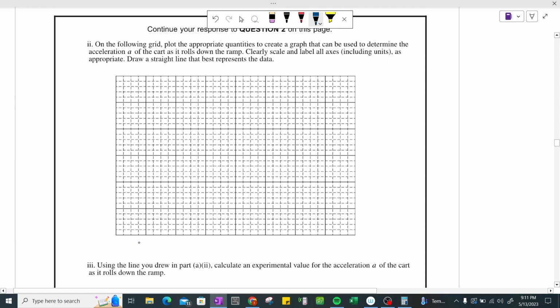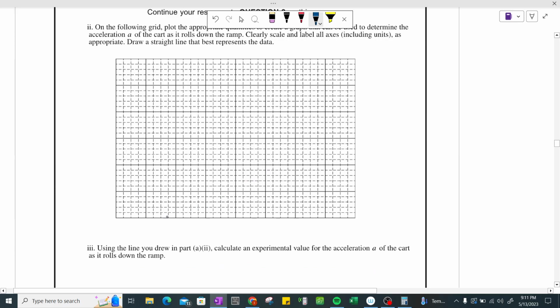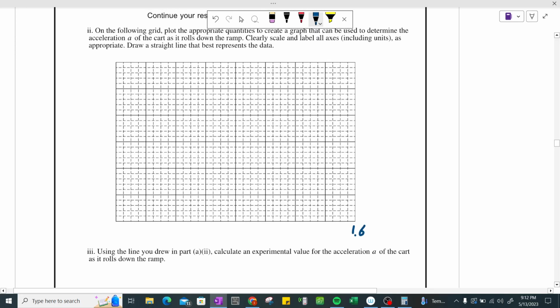So let's see, my biggest t squared value was 1.44. Usually I want us to fill at least half the graph. So I got 1, 2, 3, 4, 5, 6, 7, 8. If I did 0.2 intervals, that gives me 1.6, which gives me a nice full graph. We'll do 1.4, 1.2, 1, 0.8, 0.6, 0.4, 0.2, and 0.